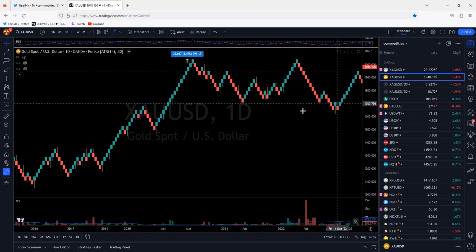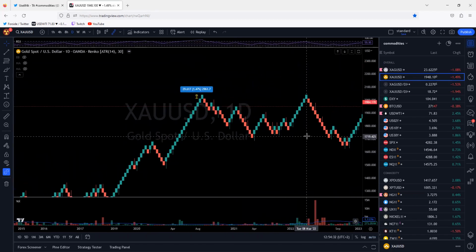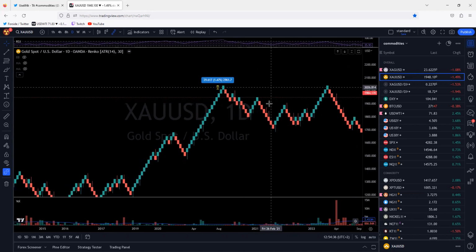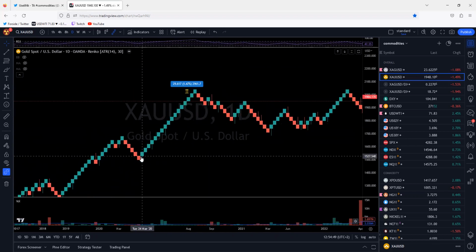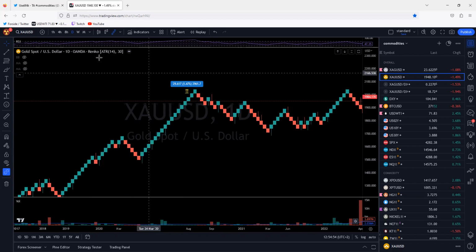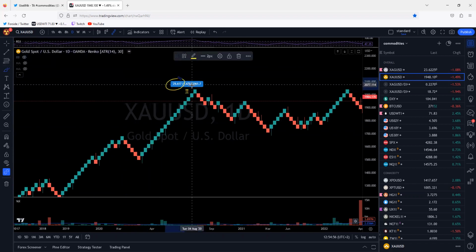So very quickly, what is a Renko bar? You should go look it up yourself afterwards, but just to give you a very brief idea, the Renko bars have no time involved in the chart at all. It's pure price. So in this case, this is gold. And as you can see, we have these blocks, right? And each block has the same height. And in this case, the height is $30, as you can see.